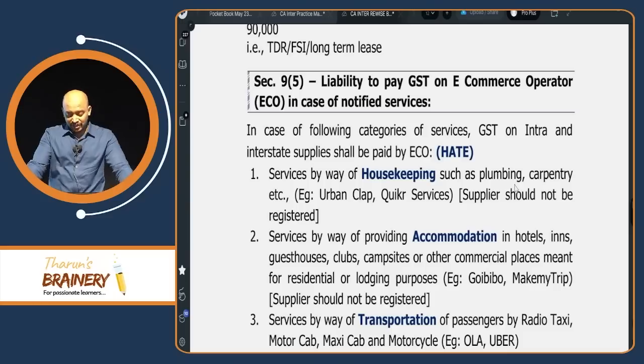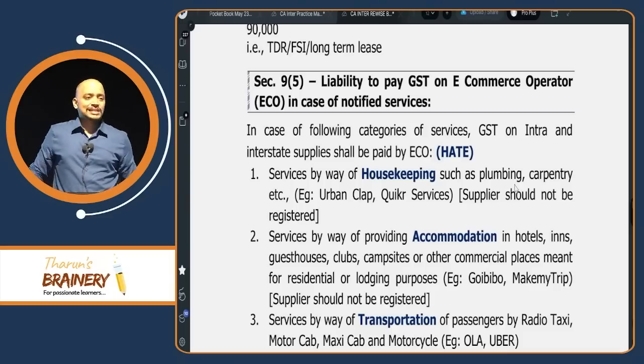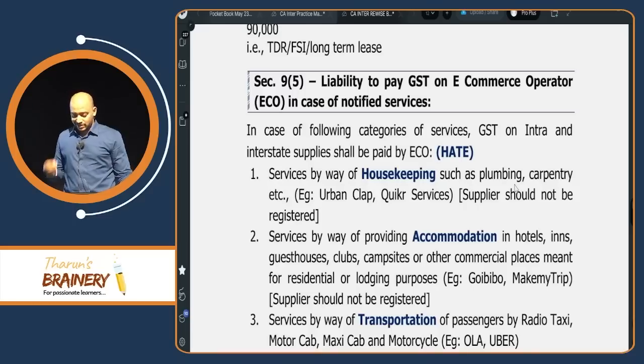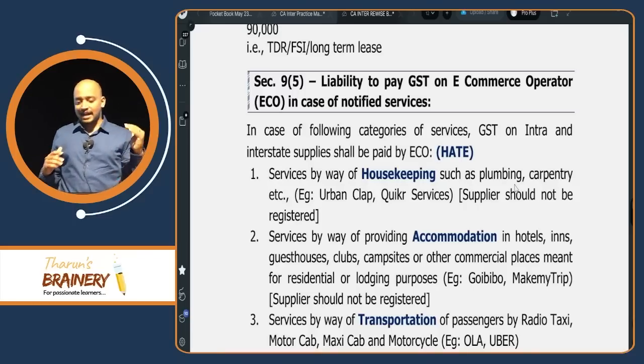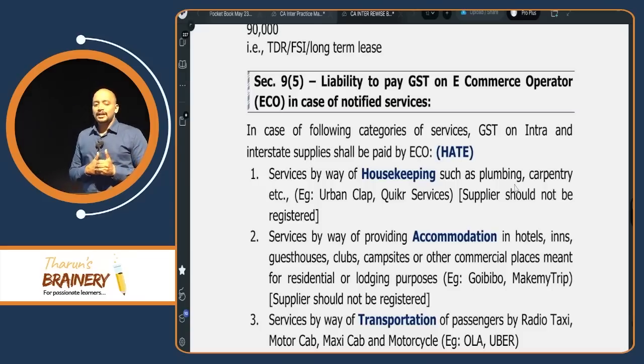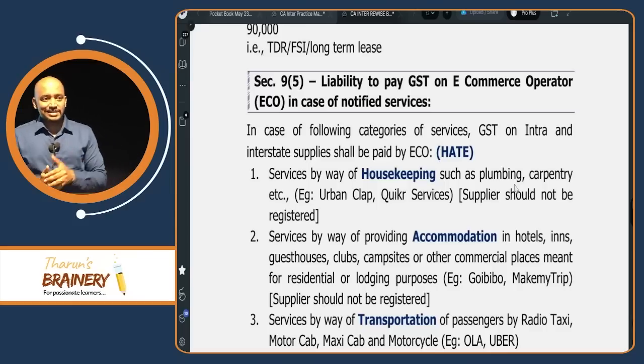So when will 9 subsection 5 be applicable? There are 4 services which are provided through an e-commerce operator. Liability to pay GST is on the e-commerce operator, neither on supplier nor on recipient, but on the e-commerce operator. What are those 4 notified services? You need to remember with a keyword, H. H for housekeeping services. Example, Urban Clap, Quicker, etc.